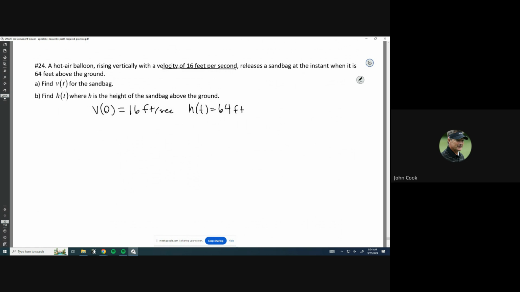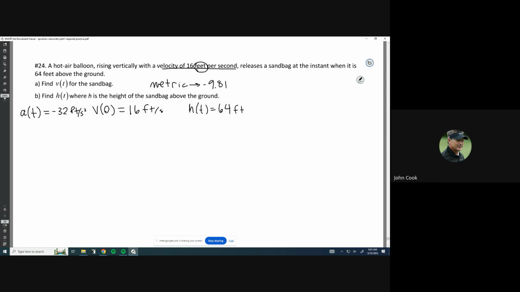The last thing I have to worry about is something that's implied here. Since it's rising vertically, the only acceleration acting on it is gravity. So I write out the acceleration function as well. Acceleration is going to be constant. For feet, in US standard measurement, gravity is approximately negative 32 feet per second squared. Just be aware of that and remember that one. And if it's metric, using meters and so on, then the acceleration is 9.8.